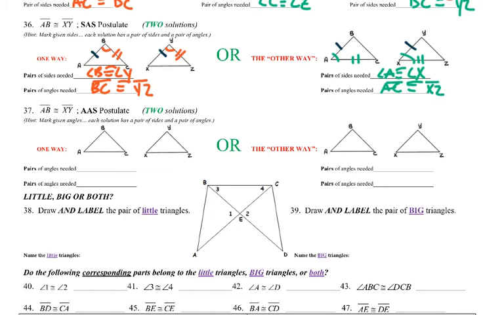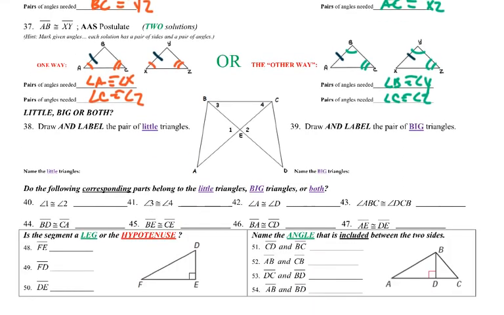If I want to do angle, angle, side here, AB, XY, I'm going to mark it both ways. One way would say, let's see, angle, angle, side. So it's going to either be like these two angles, angle A, angle X, angle C, angle Z. Or I can take the top angle and this angle. So it can be angle B, angle Y, angle C, angle Z, like that.